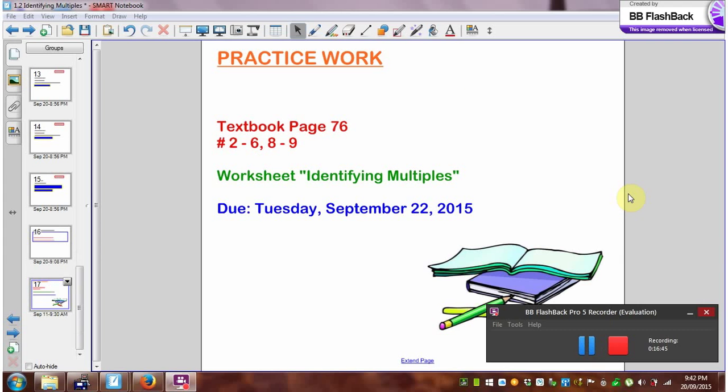And the practice work that goes along with this lesson, I want you guys to work on page 76 in your textbook, numbers 2 to 6, and then 8 to 9. And I want you to do your worksheet, identifying multiples, and this is due next class. So make sure you write down those numbers, know what homework you have, what practice work you have, and give it a go. Good luck.